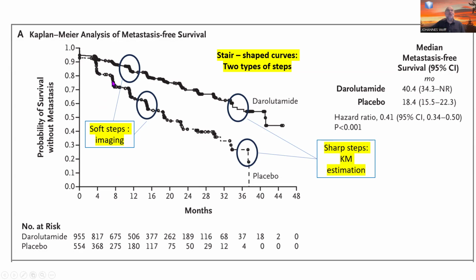And every time some metastases are detected and the curve makes a little step down, just because all those steps are at the same time, it looks like a very big step. Those are the soft steps. So the soft steps come from imaging. The sharp steps are mathematical results of the Kaplan Meier estimate method.